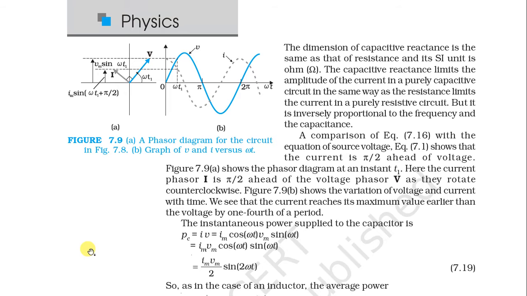So now the dimension of the capacitive reactance is the same as that of the resistance, and its SI unit is ohms. The capacitive reactance limits the amplitude of current in a purely capacitive circuit in the same way as the resistance limits the current in a purely resistive circuit, but it is inversely proportional to the frequency and the capacitance.